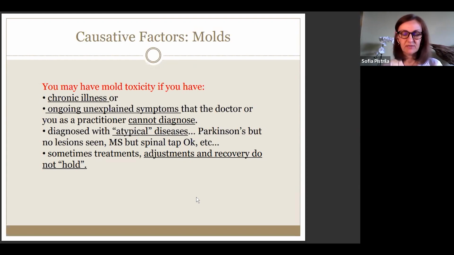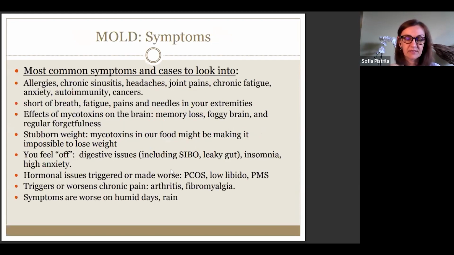Actually, I have one client right now diagnosed with MS. And I said, did you do the top spine? She said no, it's based on symptoms or whatever. I said, did you do the spinal tap? Or for Parkinson's disease, for instance, they say, oh, it's atypical because no lesions are seen. Look at the mold. It's probably not Parkinson's, probably not MS, it's the mold, because it gives exactly the same symptoms. Sometimes treatments and recovery do not hold, right? So again, like I said about fungus and so on.